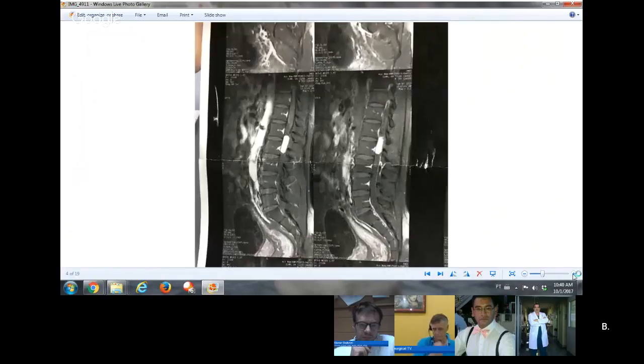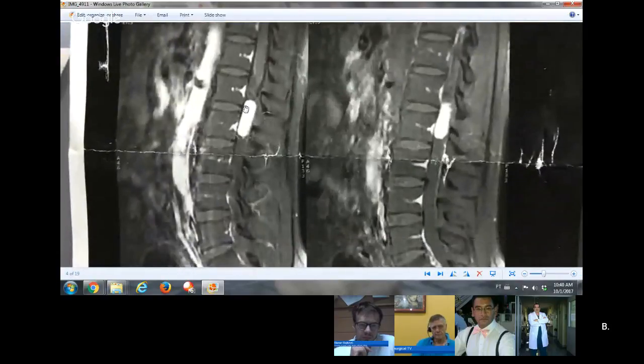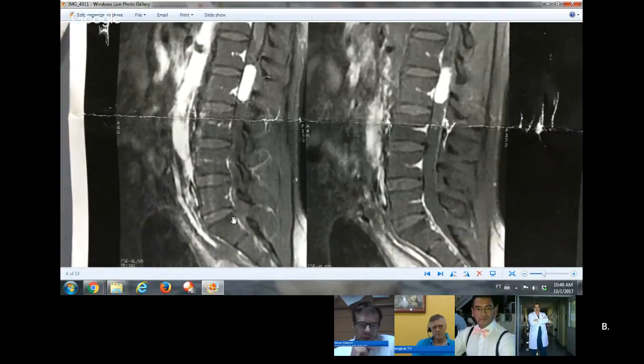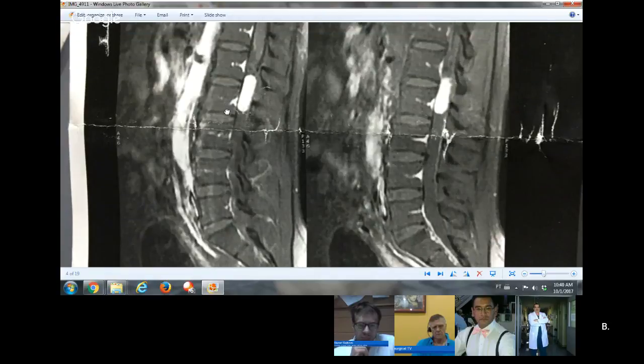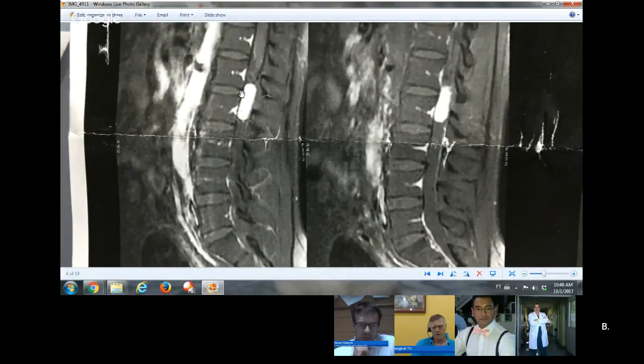I think this is the best image of the lesion. Okay, that's huge. It's about L5, 4, 3, 2, L2. Was he paralyzed? No, just sciatic pain, bilateral sciatic pain.